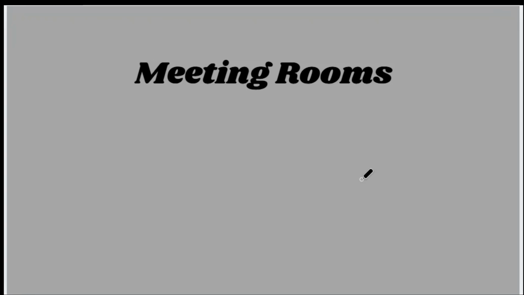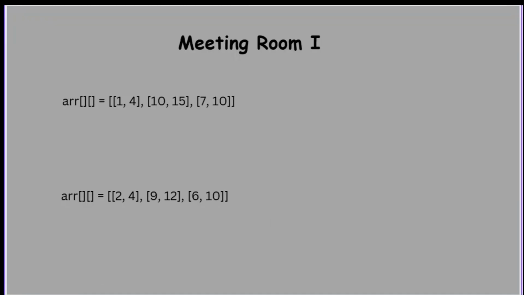Welcome. In this video, we are going to discuss two kinds of meeting rooms. This is the first meeting room problem, where a 2D array is given. This represents the starting time of the meeting and this represents the ending time of the meeting. Our task here is simple. We just have to check whether we can attend all the meetings or not. If we can attend all the meetings, you have to return true, or else you have to return false.